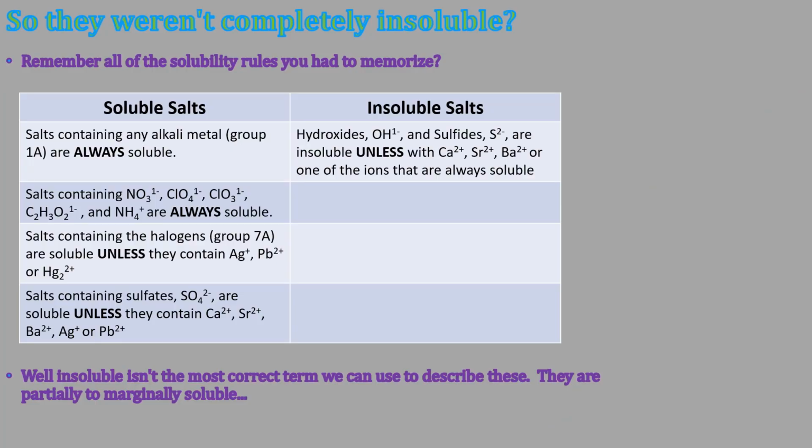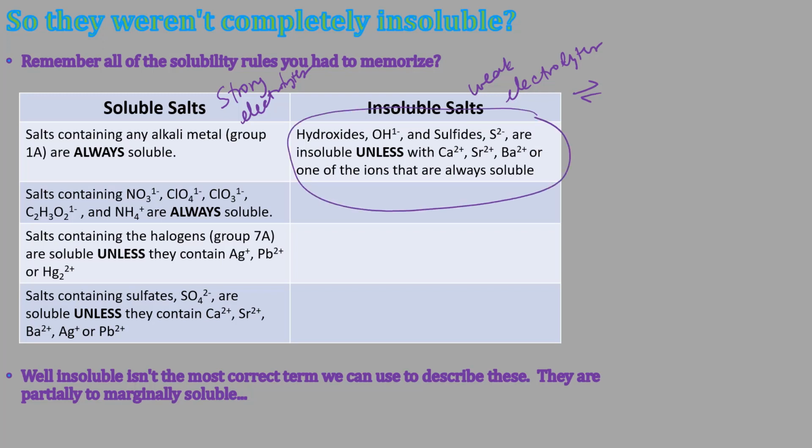Alright, so remember the solubility rules that we had to memorize a long time ago? And these right here were strong electrolytes, if they dissolved completely, and these were weak electrolytes. And we used the equilibrium arrows to show that. Well, we're going to talk about how they're in equilibrium and how they're related to each other.